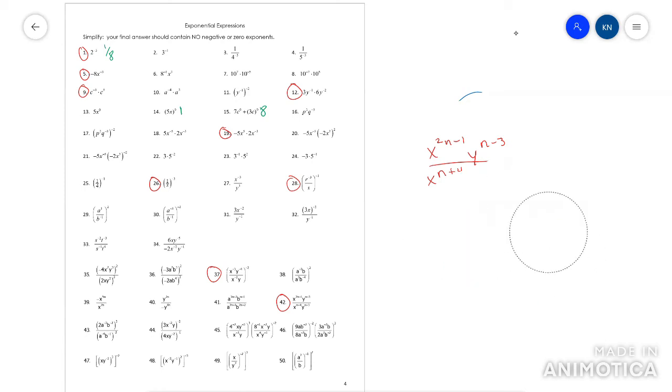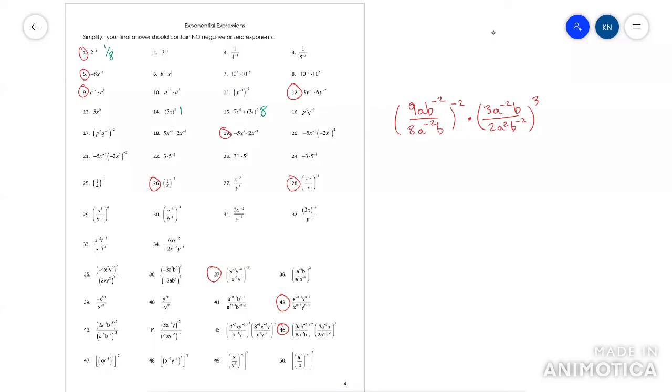Okay, let's look at one more. Let's do a difficult one like 46. Give me a second to write it out. Okay. So here we go. I've got two things and they both have a power to a power. See, power to a power. So that's what I'm going to handle first.